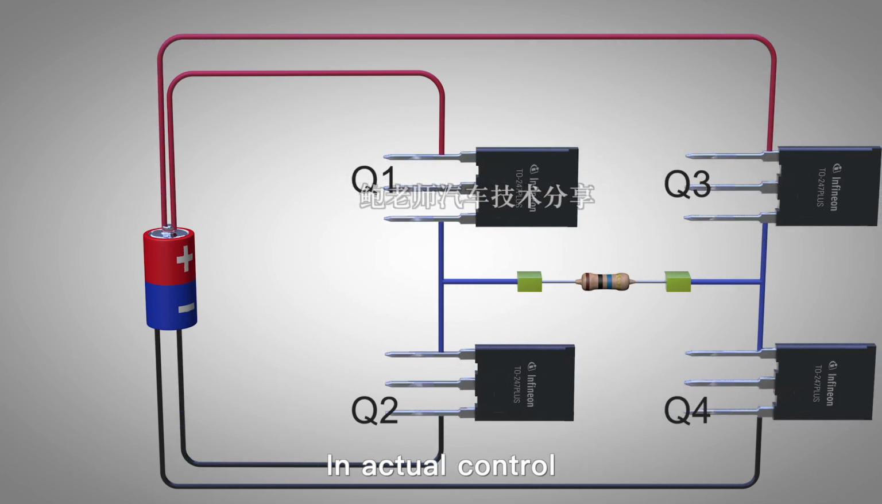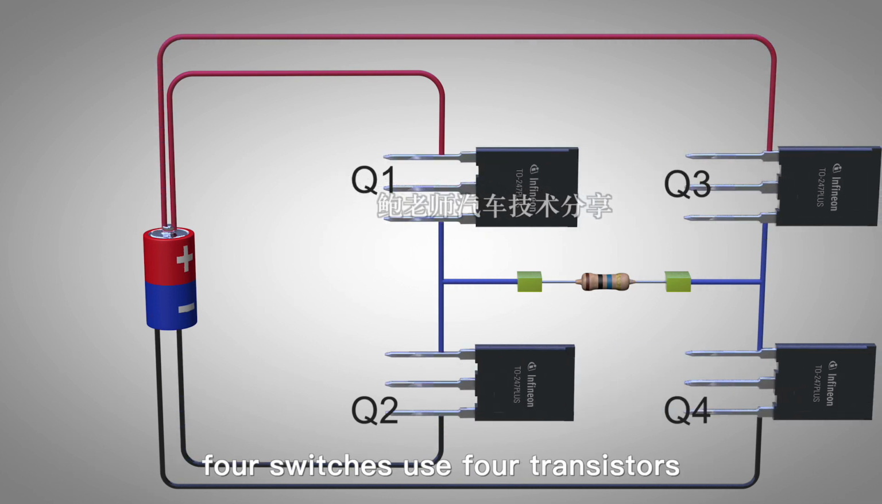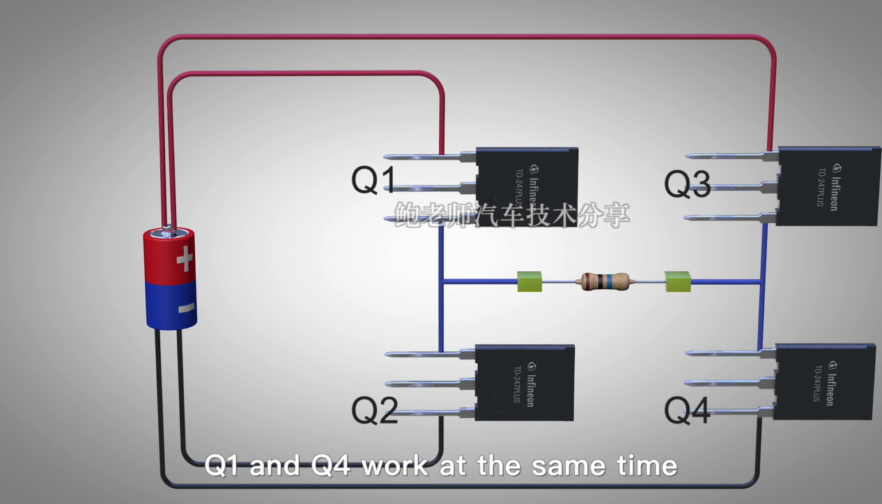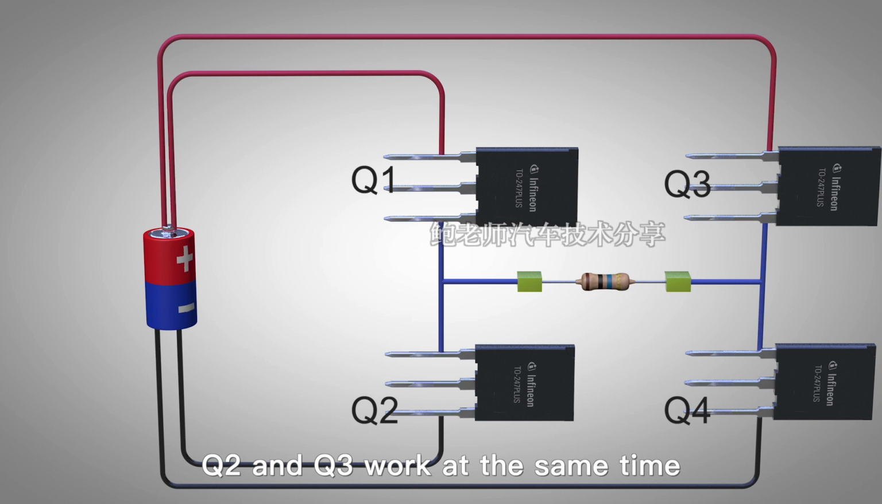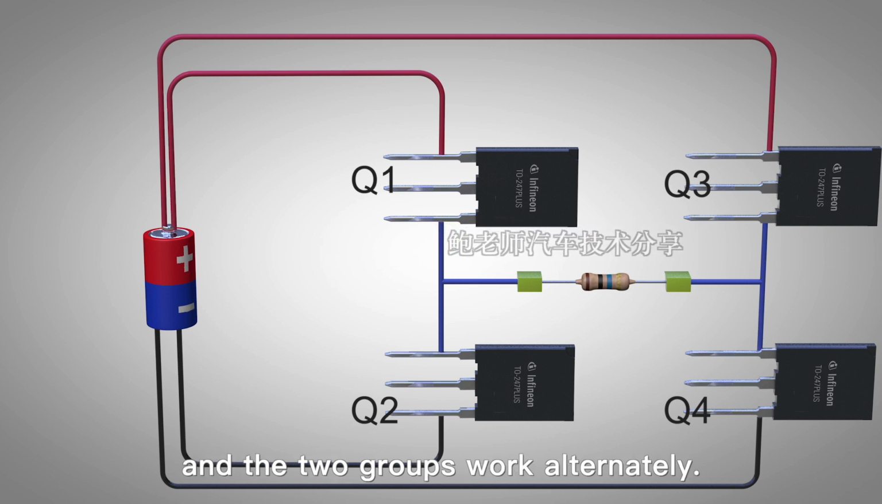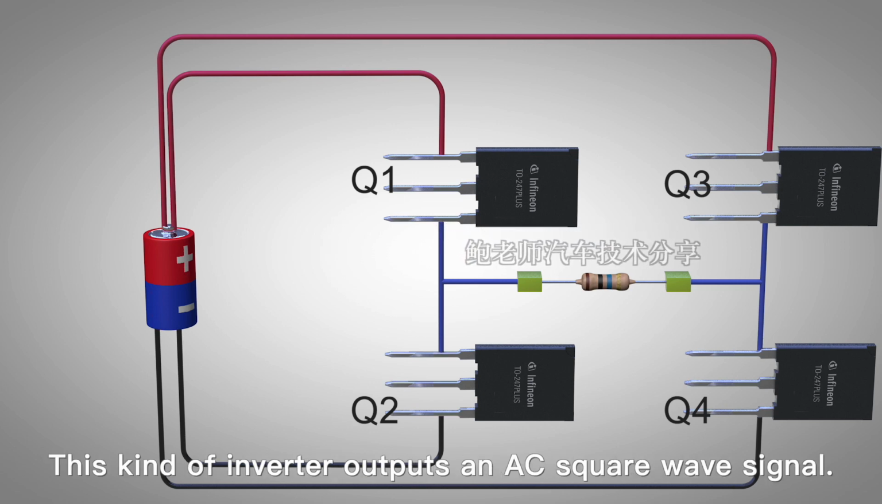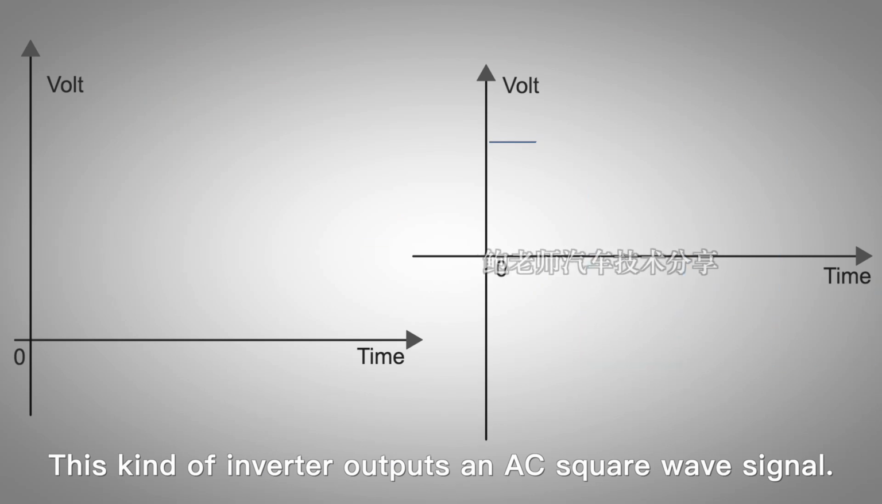In actual control, 4 switches use 4 transistors. Q1 and Q4 work at the same time. Q2 and Q3 work at the same time, and the 2 groups work alternately. This kind of inverter outputs an AC square wave signal.